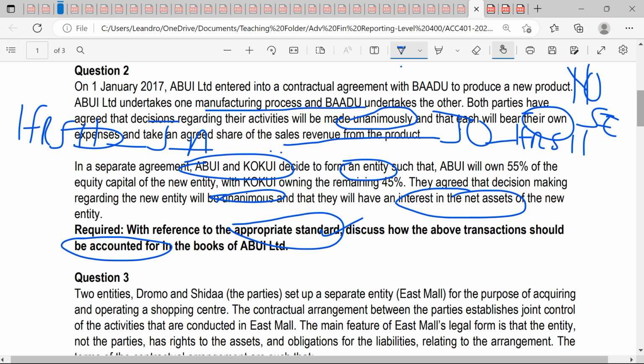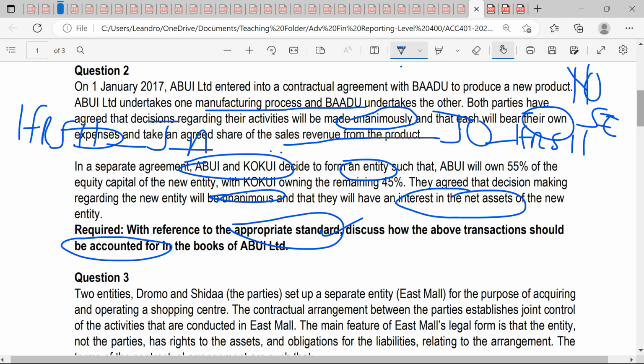But in an operation, it means as a joint operator, you must know the asset and your portion of it. So even if somebody else buys it, you must go and take your portion of that asset. If somebody else goes for the loan, the liability, you as a joint operator must go for your portion of that liability. Your interest is in the asset and the liability.